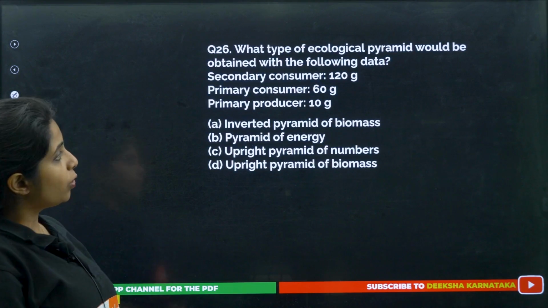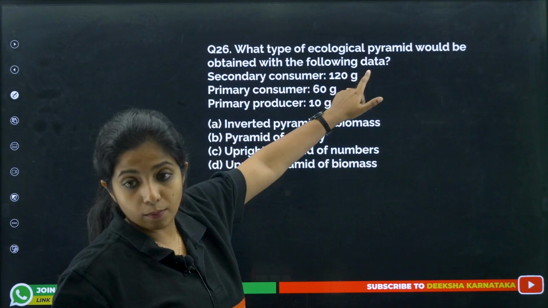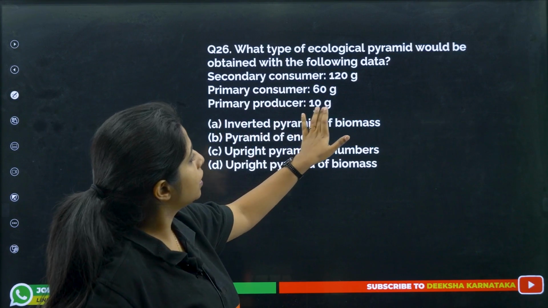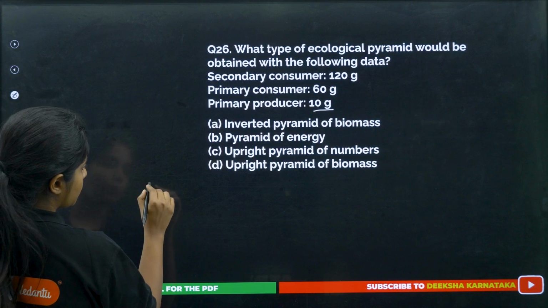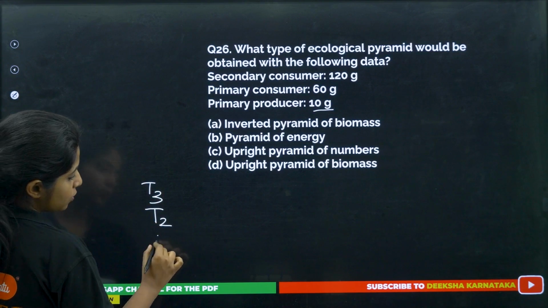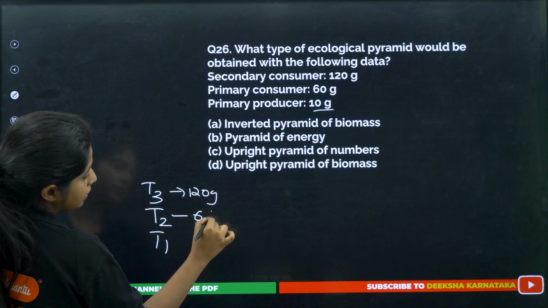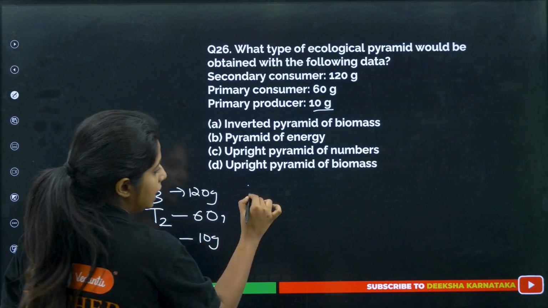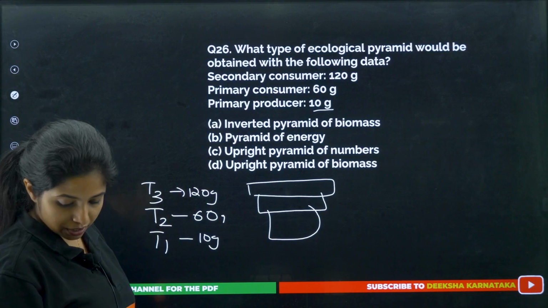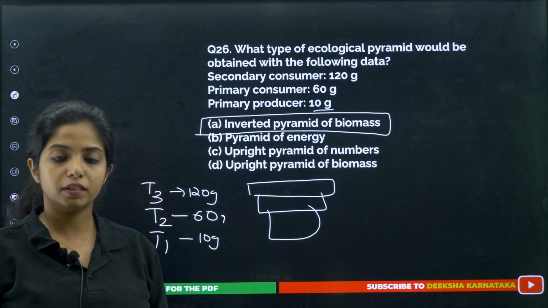Okay. Next, what type of ecological pyramid would be obtained with the following data? So secondary consumer 120 grams. This is the biomass. Primary consumer 60 grams. Primary producer 10 grams. So secondary consumer occupies the third level, primary consumer occupies the T2 level and primary producer occupies the T1 level. So here they are occupying 120, this is 60 and this is 10 grams. So obviously it will be inverted pyramid of biomass. Grams is mentioned, so obviously it is biomass.